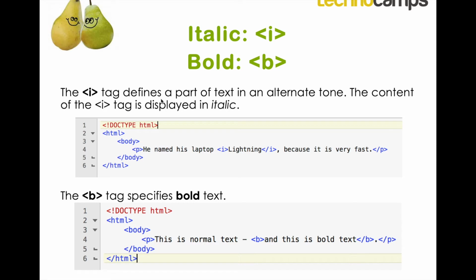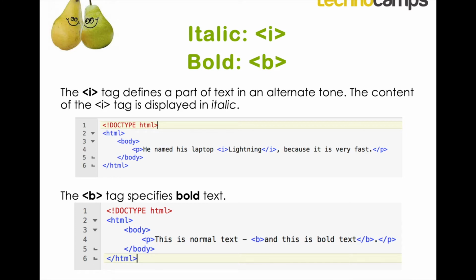Now, before we move on to looking at how to create links to other web pages, I'd like to talk about italic and bold. So the I tag defines a part of text in an alternate tone. The content of the I tag is displayed in italics. So as you can see in this example, we are using the italic tags to change this text so that it'll display in italics.